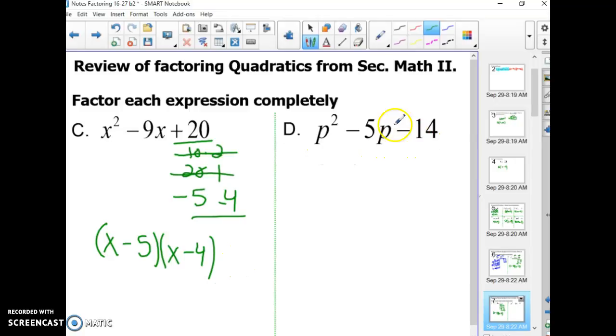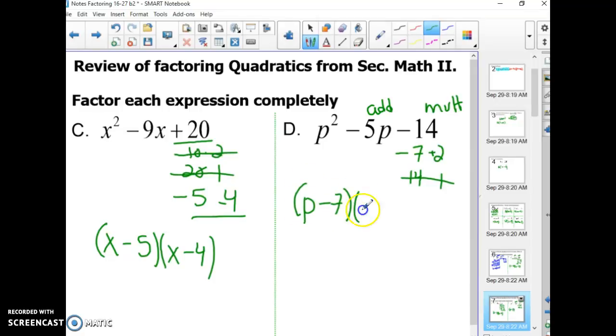Over here, use the same thing. I've got to add to the middle term, multiply to the last term. Well, what are multiples of 14? 7 and 2, 14 and 1. Well, how can I get a negative 5? 14 and 1, I can't ever do it. So I need a negative 7 and a positive 2. Those add together to give me a negative 5. So I get p minus 7, and then I get p plus 2.